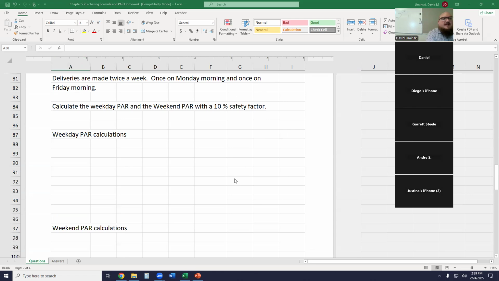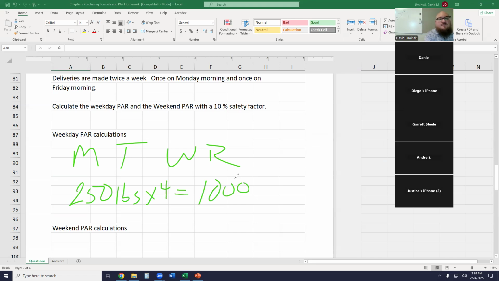So on the weekdays, Monday, Tuesday, Wednesday, Thursday, how many pounds do they use per day? 1,000. Okay, so per day is 250 pounds per day times 4 days is equal to 1,000 pounds. And then sometimes we might include a little bit of a safety factor. So in this case it is 10%.